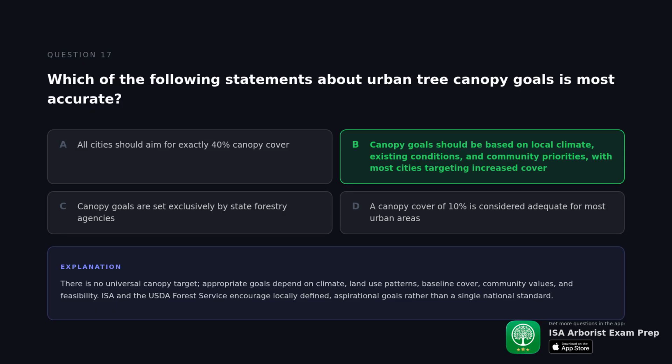The correct answer is, canopy goals should be based on local climate, existing conditions, and community priorities, with most cities targeting increased cover. There is no universal canopy target. Appropriate goals depend on climate, land use patterns, baseline cover, community values, and feasibility. ISA and the USDA Forest Service encourage locally defined, aspirational goals rather than a single national standard.